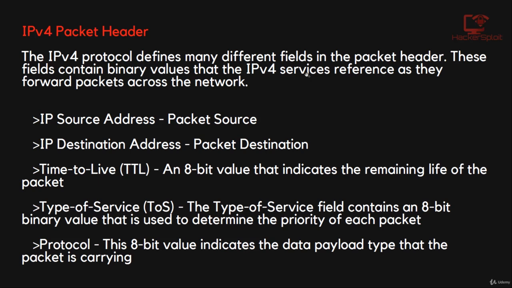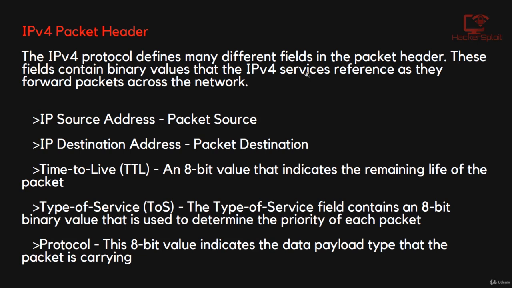You then have your type of service, which again contains an 8-bit binary value that is in this case used to determine the priority of each packet. So the type of service is used to prioritize the packets depending on their priority. And finally, you have the protocol, which is again an 8-bit value that indicates the data payload that the packet is carrying. So the IPv4 packet header contains information that will help the packet to be routed. That is what the Internet Protocol is used for.